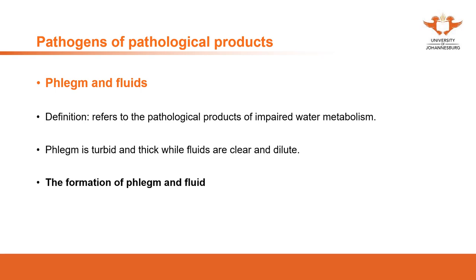In Chinese medicine theories, we think that where the phlegm comes from is mostly the spleen. That's because the spleen is in charge of the transportation of food and water, which is essential for the water metabolism. So we think that the phlegm is from the spleen.